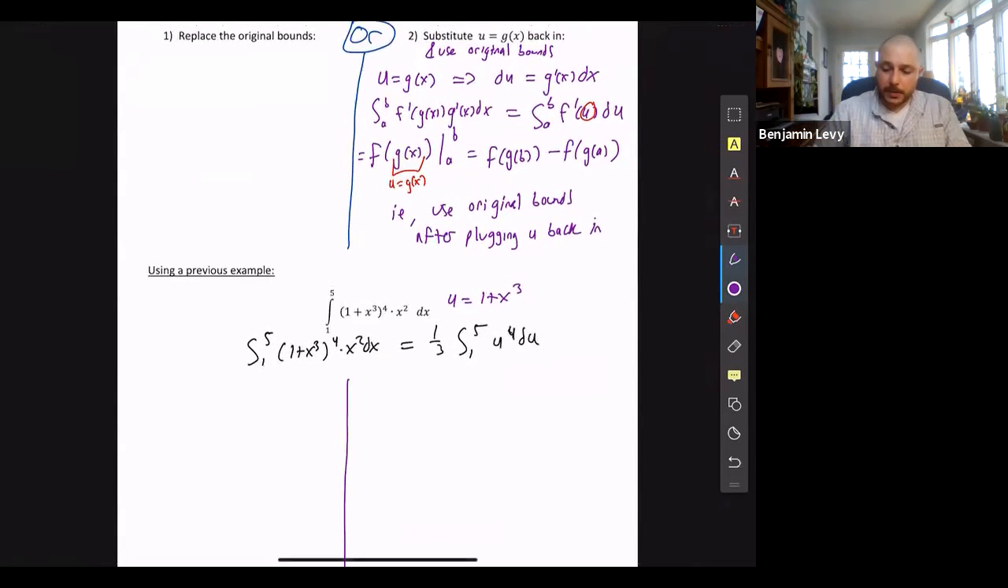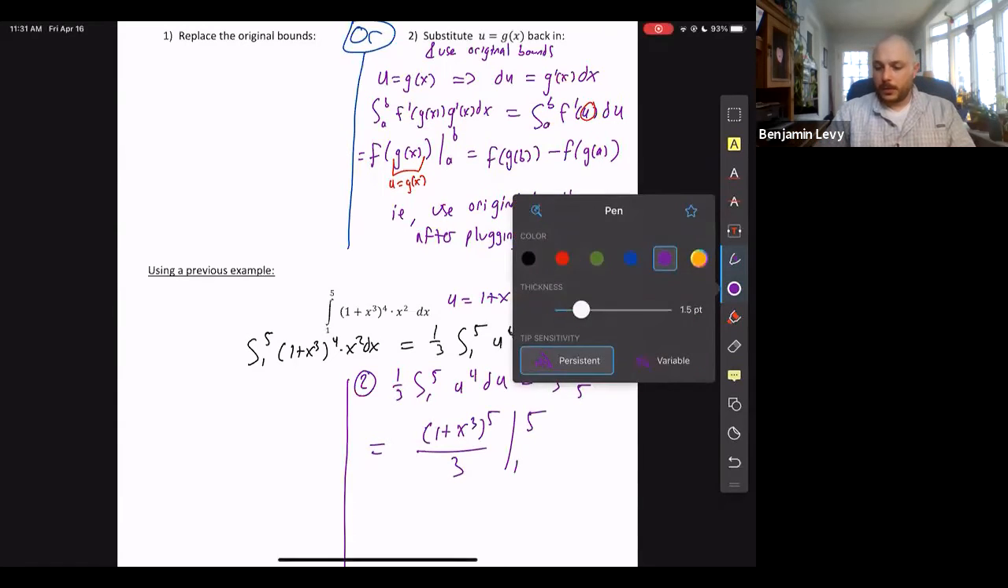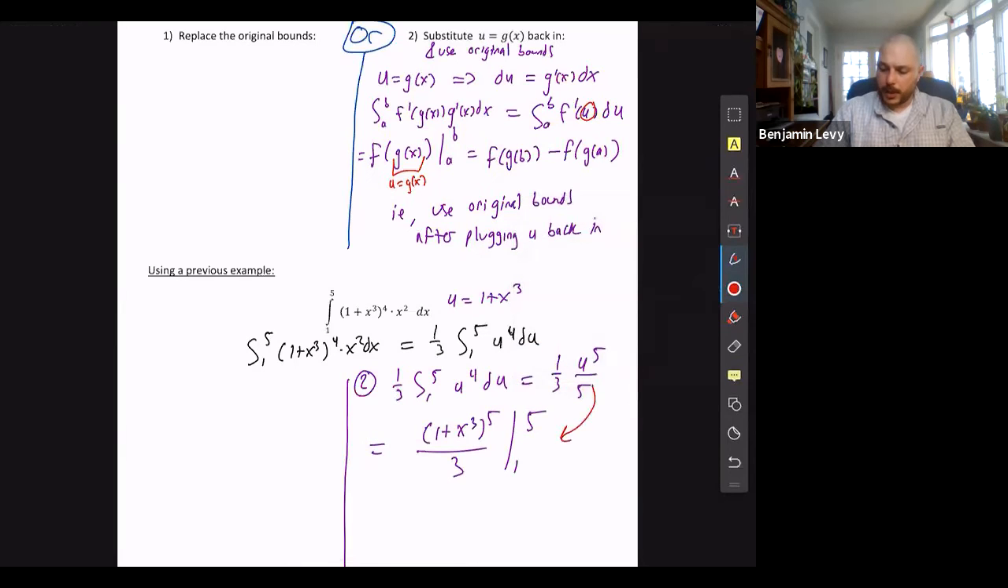And I personally like this method. Go ahead and do that. Then you plug u back in, and then we just move forward, right? So you integrate u to the 5 over 5. And then before we do anything, we plug u back in. And then we plug in the numbers. Right, so from here to here, we just plug u back in.